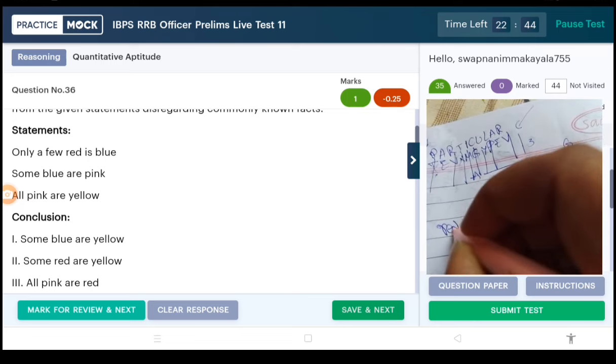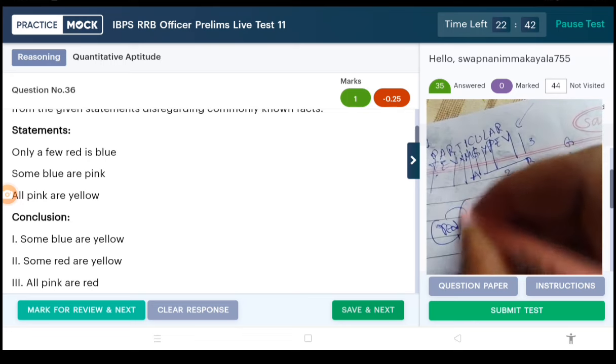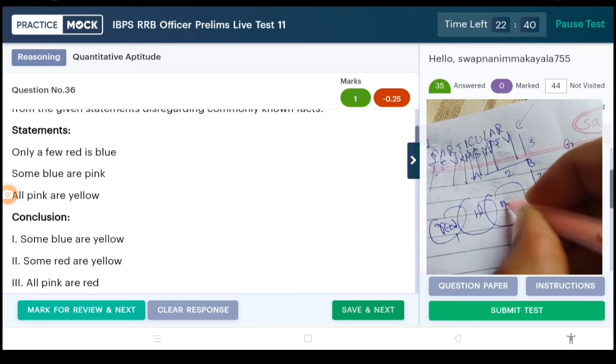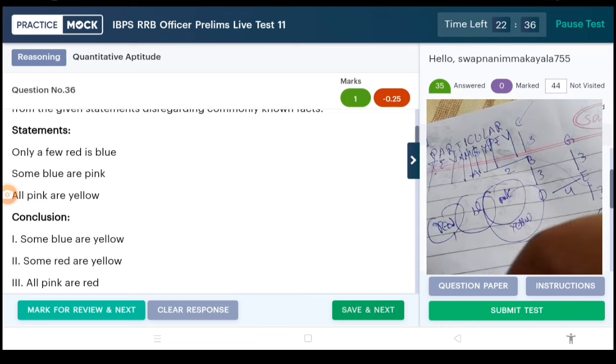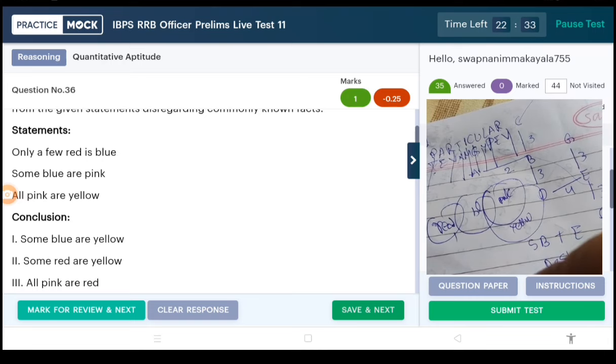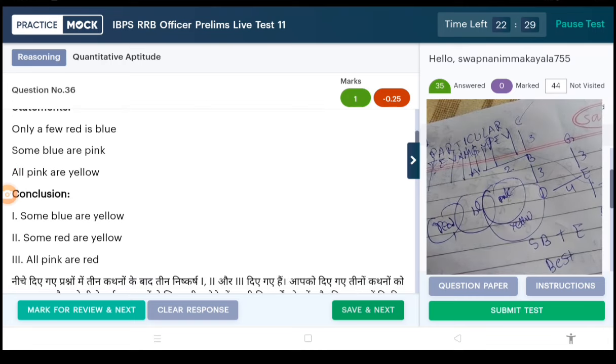Only few red, blue, some blue pink, all pink yellow, some blue or yellow, some red or yellow, all pink or red.